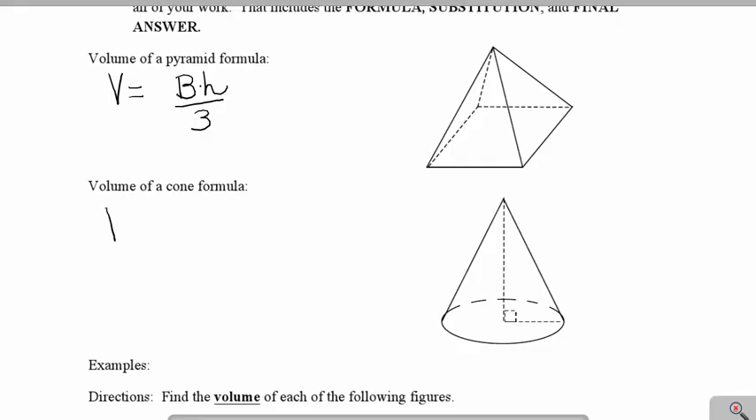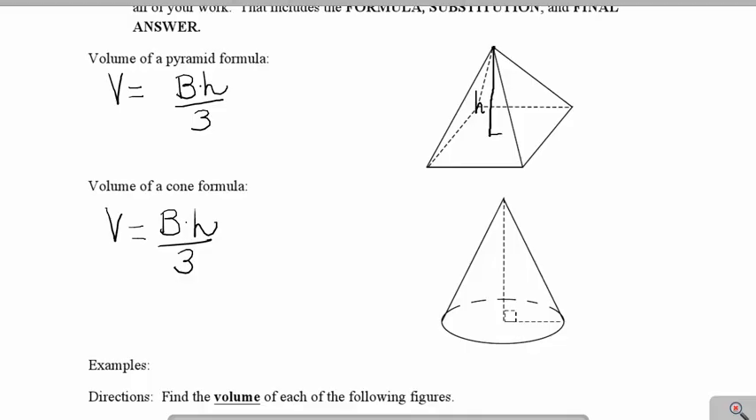Similarly, same thing for a cone. We're going to take the area of the base, multiply it by the height of that cone, and then divide that answer by 3. Now recall that the height of a pyramid comes from that vertex and goes to the center of the base.